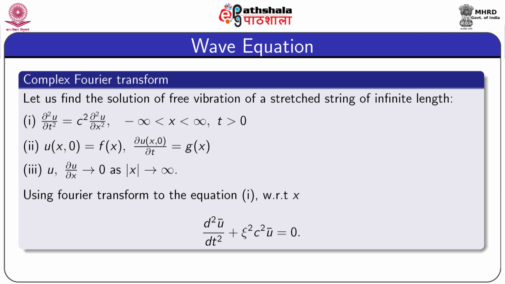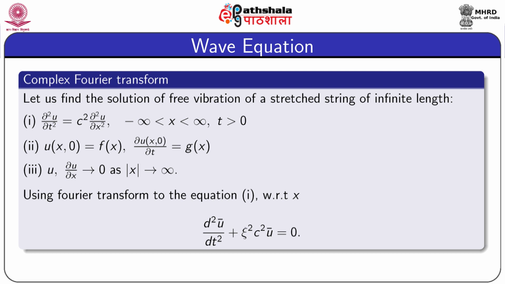Now, we are considering Fourier transform to find the solution of the wave equation. This is the wave equation in Cartesian coordinate system: ∂²u/∂t² equals c² ∂²u/∂x², where x has infinite range and t is greater than 0. We also have the initial conditions: u at t equals 0 is f(x), and ∂u/∂t at t equals 0 is g(x), and we also have u and ∂u/∂x tend to 0 as |x| tends to infinity.